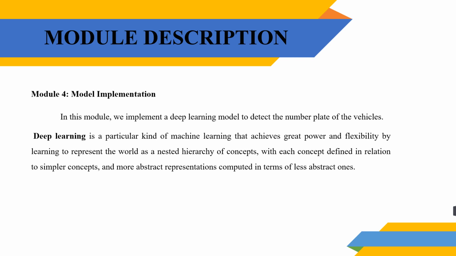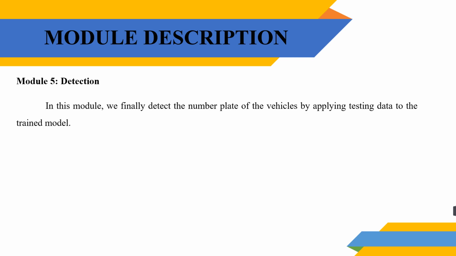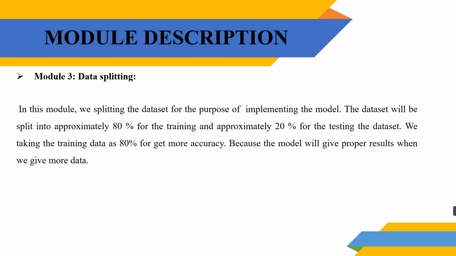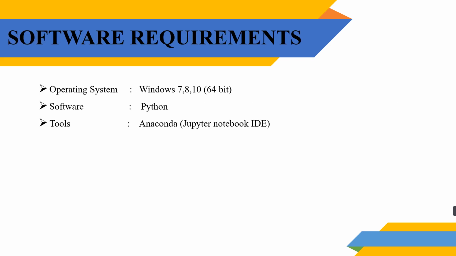The fourth module is model implementation. In the proposed system, we implement one deep learning model, which is the Xception model, to detect the number plate of the vehicles. By implementing the deep learning model, we can train on the training data sets, and after the training, the model will be trained. By testing the data sets with the trained model, we can detect the number plates of the vehicles.